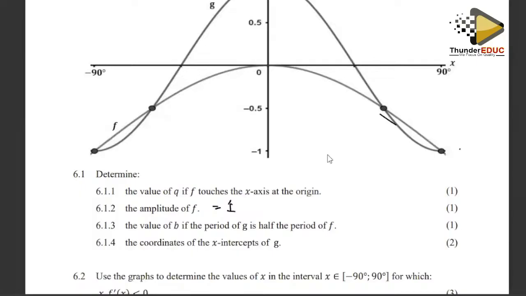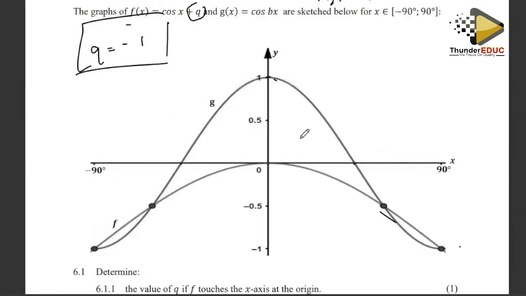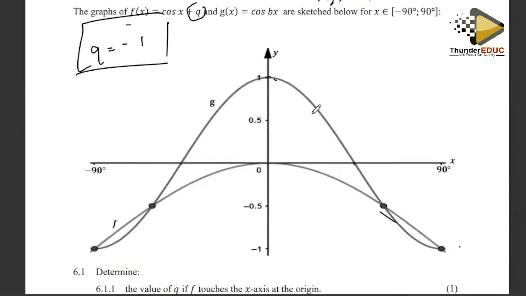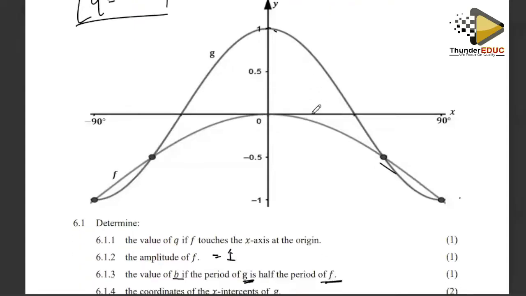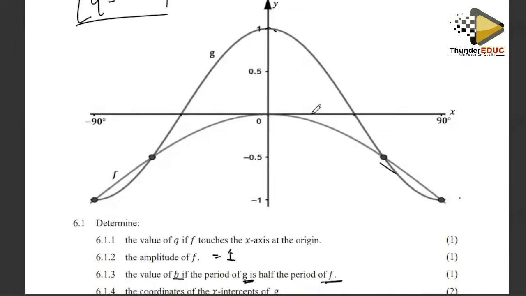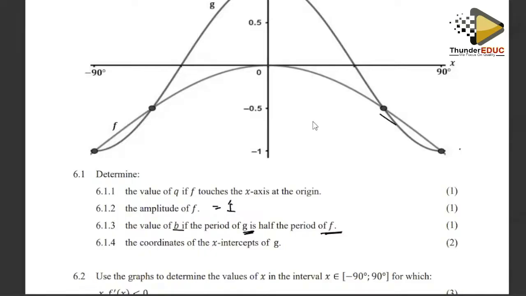Then the value of b, if the period of g is half the period of f. So what is the period of g? The period of f is 360. If that's 360, then the period of g is going to be 180, which means b is a 2. It's like 360 divided by 180, it's going to be a 2.